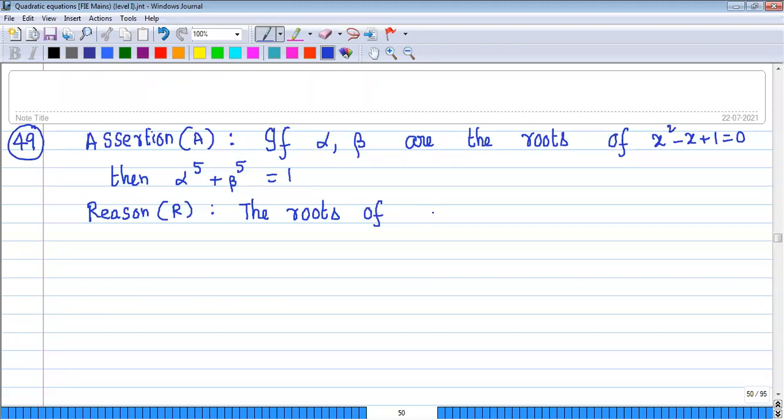Reason: the roots of x square minus x plus 1 equals 0 are omega and omega square. So in general, there are both statements, assertion and reason, and we need to check the truthfulness and falsity of both. That we need to check.